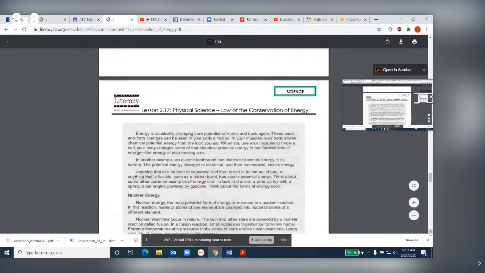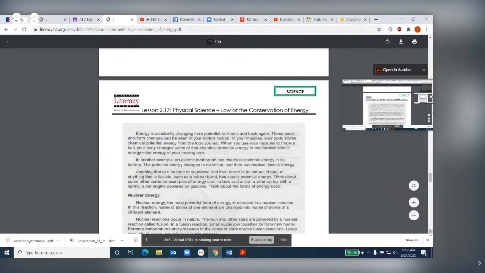So it says energy is constantly changing from potential to kinetic and back again. These back and forth changes can be seen in your body's motion, in your muscles. Your body stores chemical potential energy from the food you eat. When you need your muscles to throw a ball, your body changes some of that chemical potential energy to mechanical kinetic energy, the energy of your moving arm.